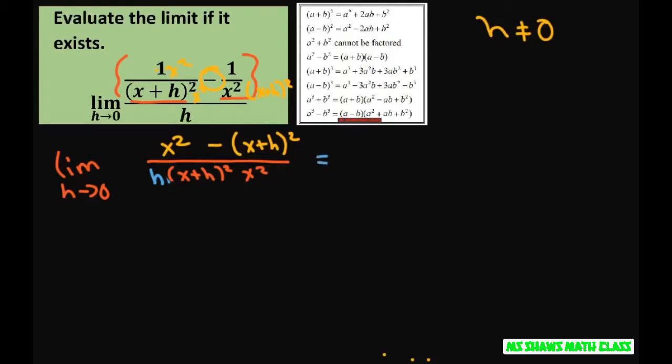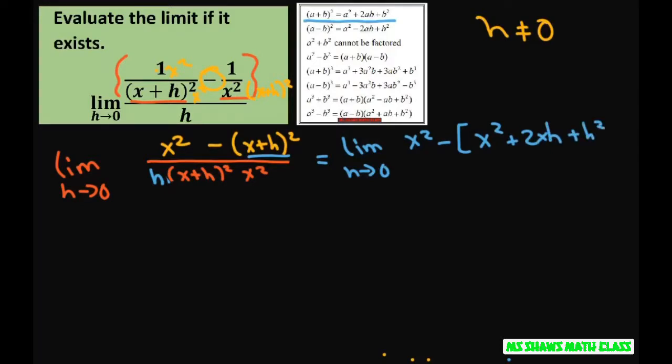Let me rewrite it a little bit. So now we have the limit as h approaches 0 of x squared minus, now let's use our factoring facts. It has this and write it out like that. So that's going to be x squared plus 2xh plus h squared. And I'm going to go ahead and move this guy up front like that. So this is going to be h times x squared times (x plus h) squared.